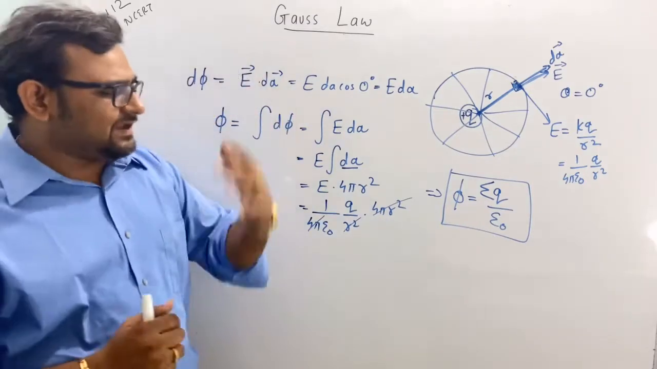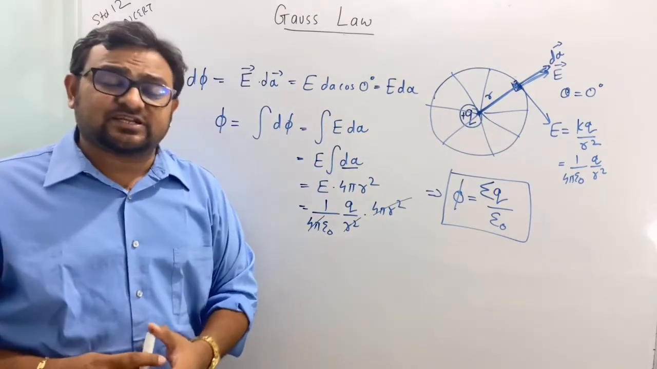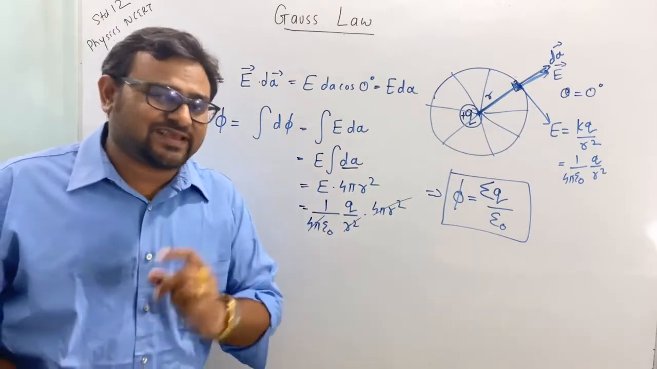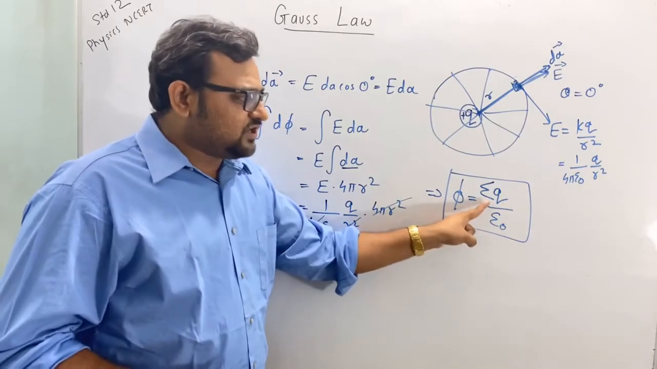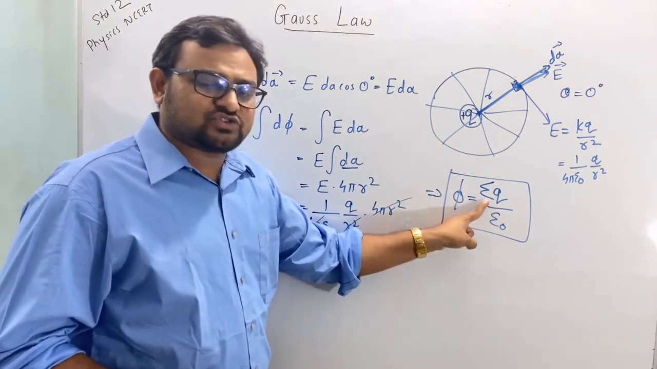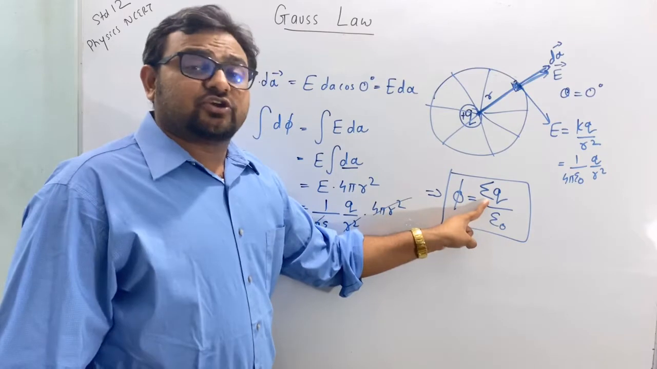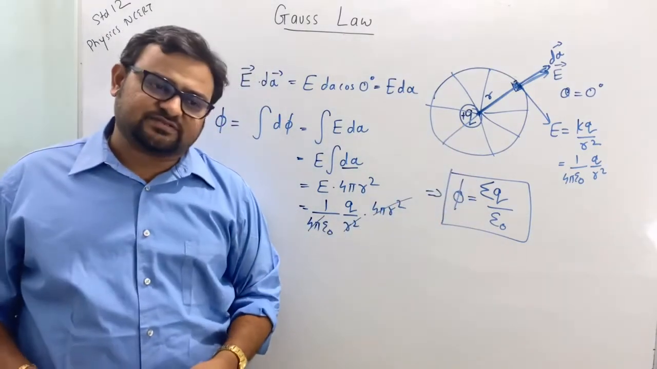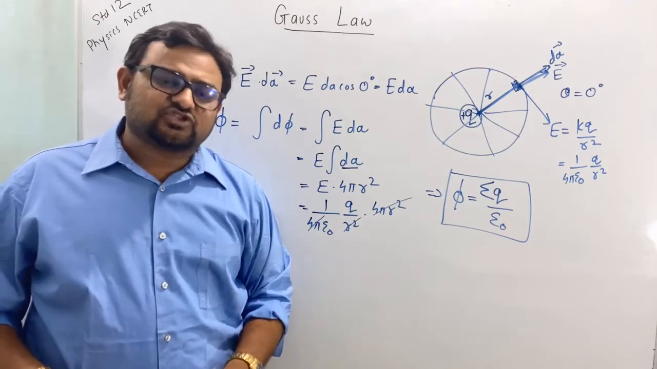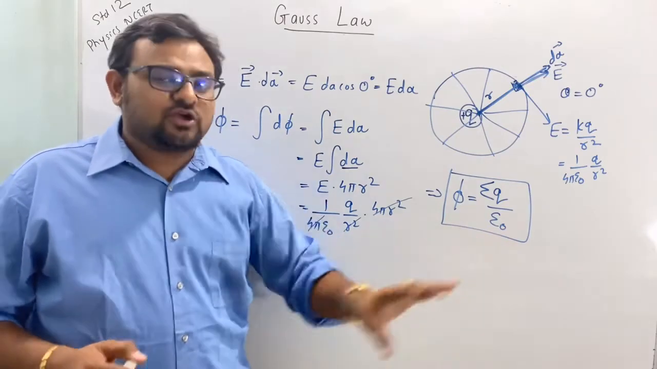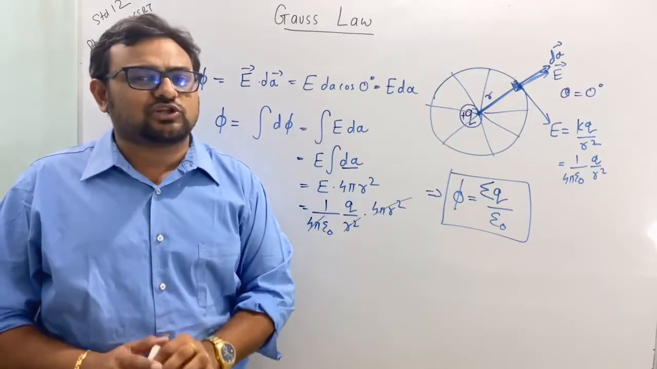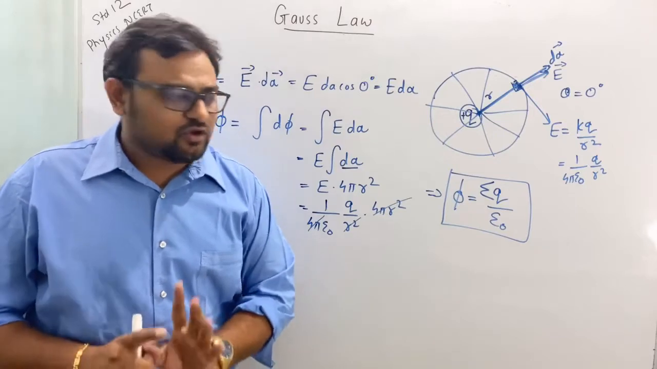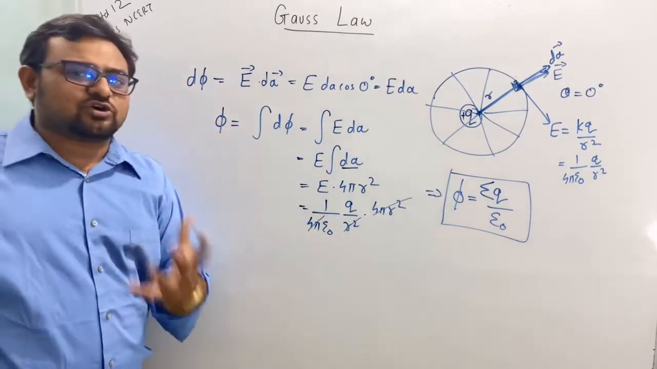So if you want to state Gauss law, it is the total flux passing through any closed surface is the ratio of the total charge enclosed inside that surface to the permittivity of free space. Okay, so this is Gauss law. I'm repeating the whole Gauss law once again. Remember, this is a very important topic. Okay, see, what does Gauss law give?